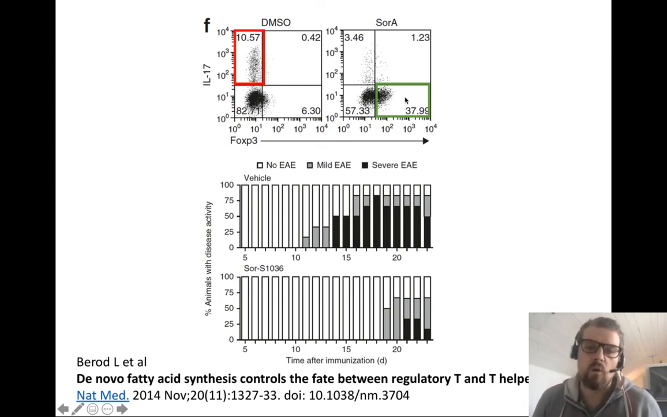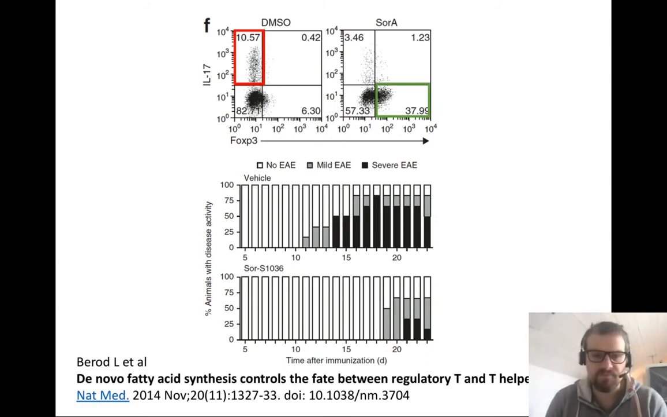So they then asked, how does this have a therapeutic benefit in autoimmune disease? And they used a mouse model of MS. Here you can see the induction of MS in normal mice. Over a number of weeks you start to get increased severity scores. The black bars here are severe disease. Whereas when they treated the mice with this inhibitor of fatty acid synthesis, you can see that the onset of disease was severely delayed, and when it did come on, it came on less severe. Very interesting, showing that an inhibitor of metabolism could have a therapeutic benefit.